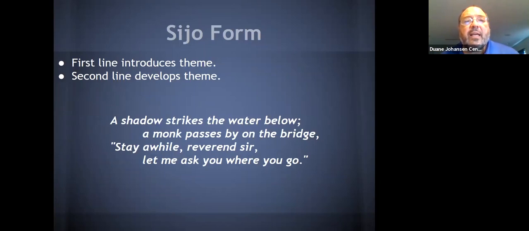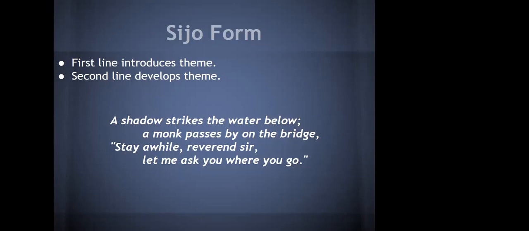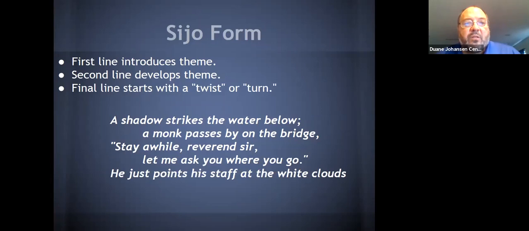And our second line is going to ask a question. So we have a speaker come in, speaking to this monk. Stay a while, Reverend Sir. Let me ask you where you go, okay? Now, this question or this comment is often a feature that you'll see in the first line of a Sijo poem. And so you see the form of, I'm going to ask a question, I'm going to answer the question for you in the second line, and then I'm going to tell you what I really meant in the third line. We get our twist or turn here, which often takes place in the first 3 syllables.